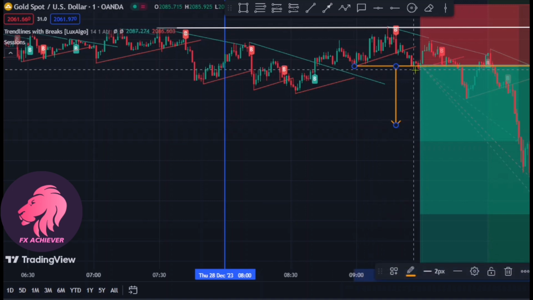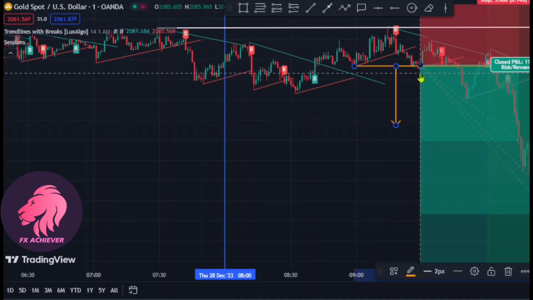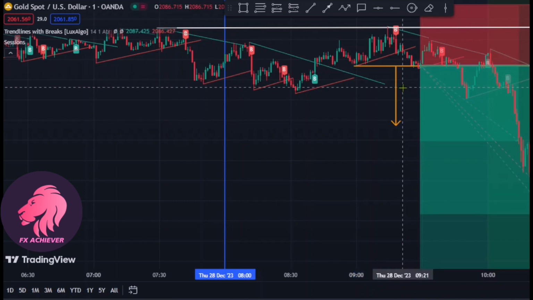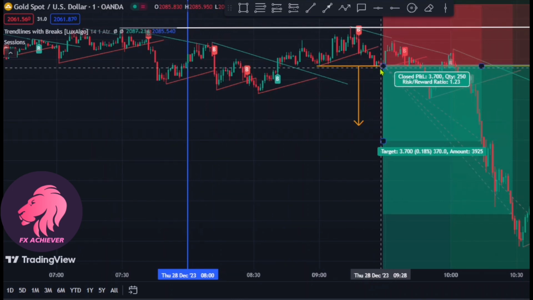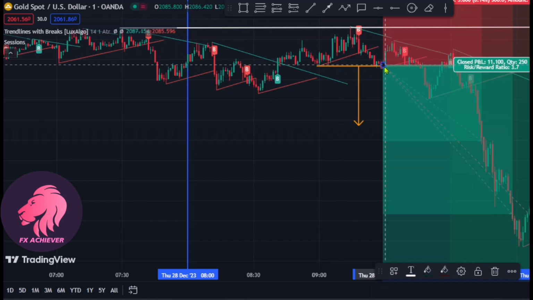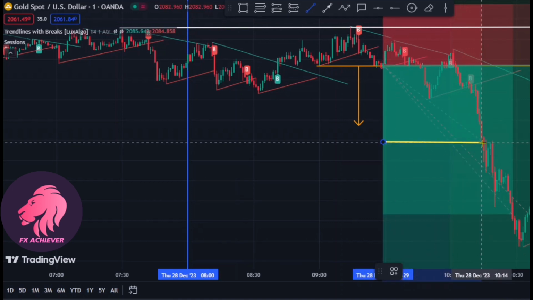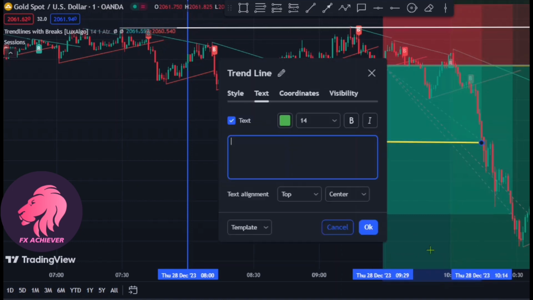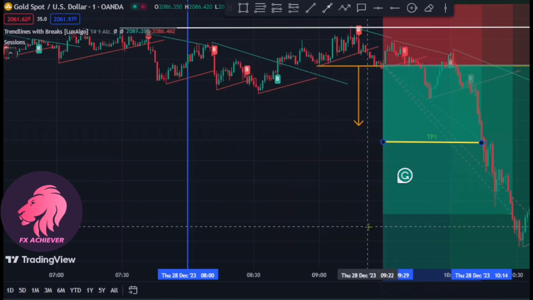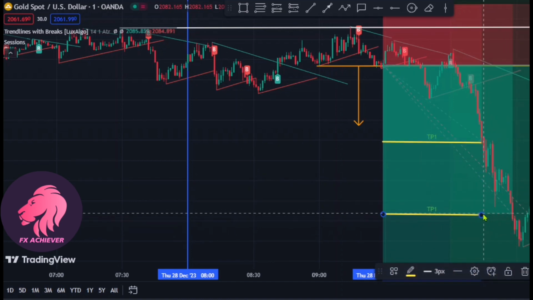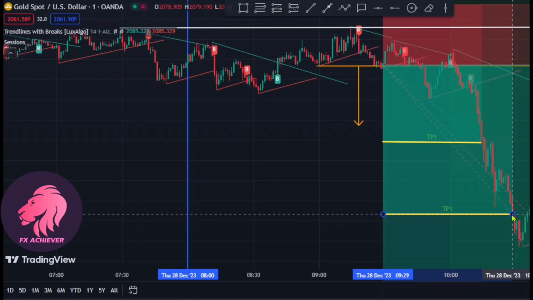A solid candlestick came and it printed a solid candlestick here, and now we consider this a break of structure. Then I placed an entry, and as I placed an entry, I consider all of my positions. Position number 1 is for TP1, which was hit successfully, and position number 2 was for TP2, which was also hit successfully, as you can see here.